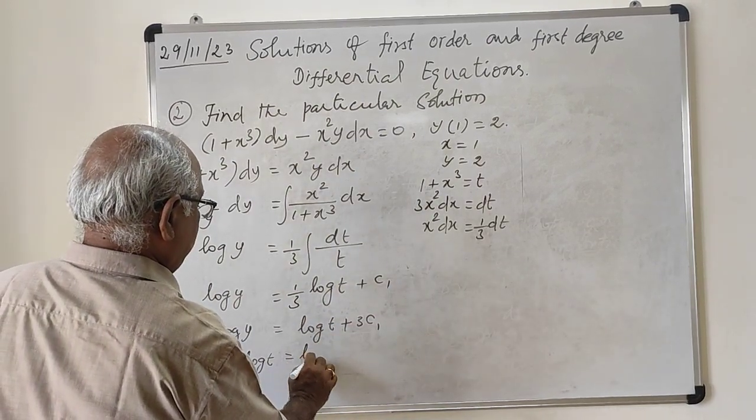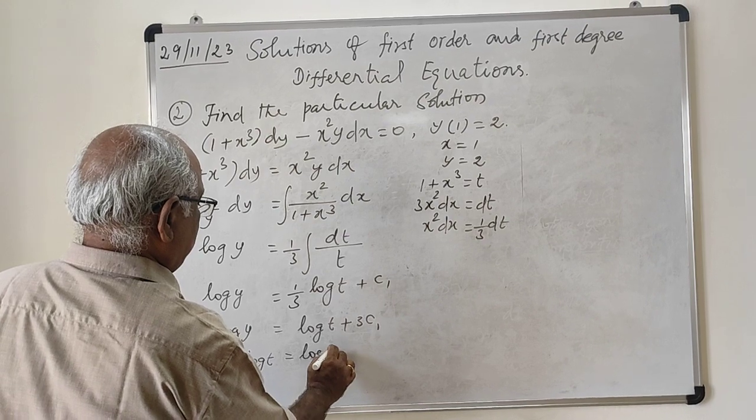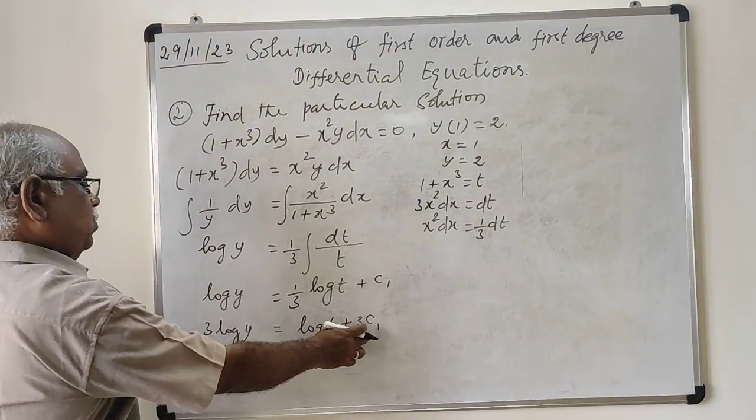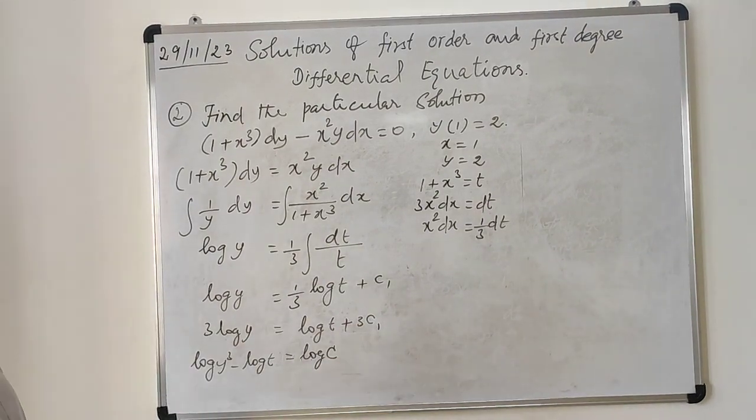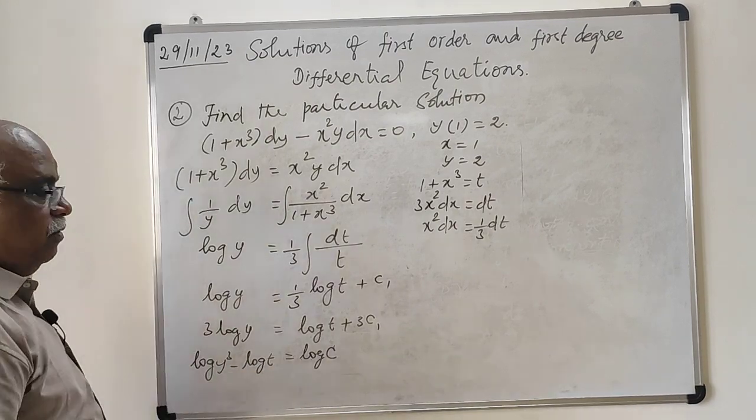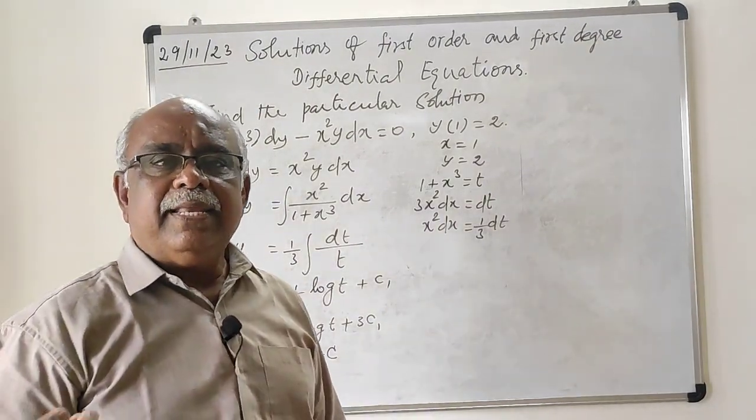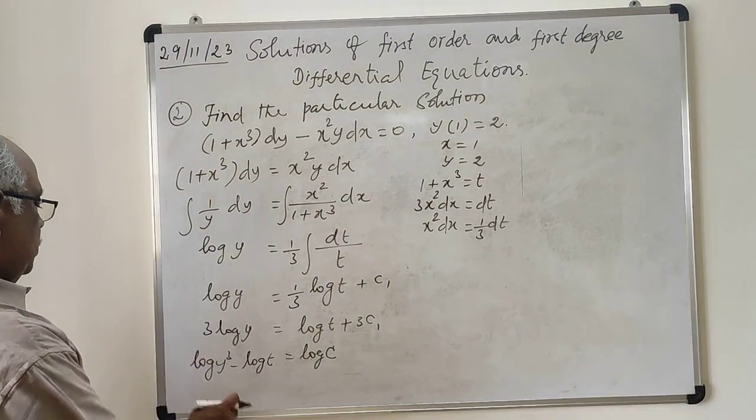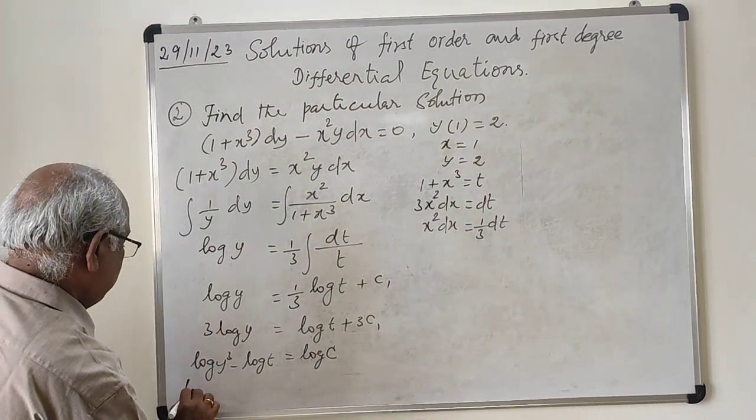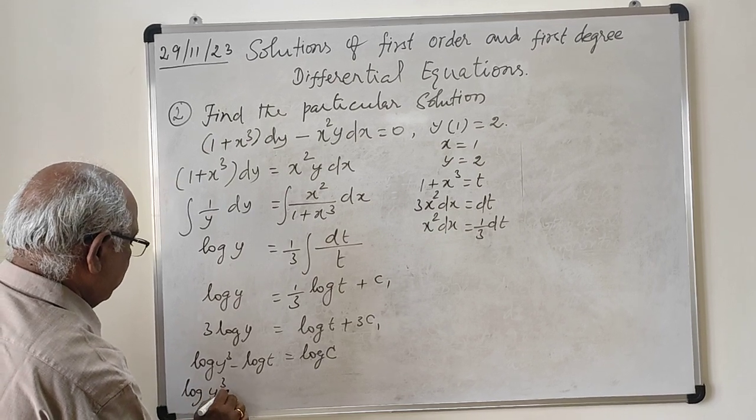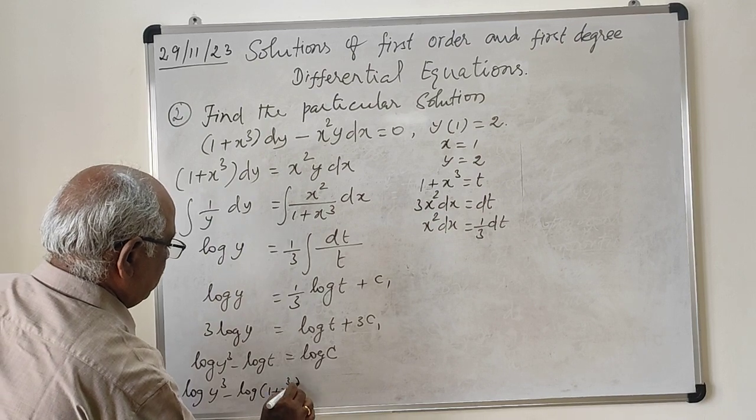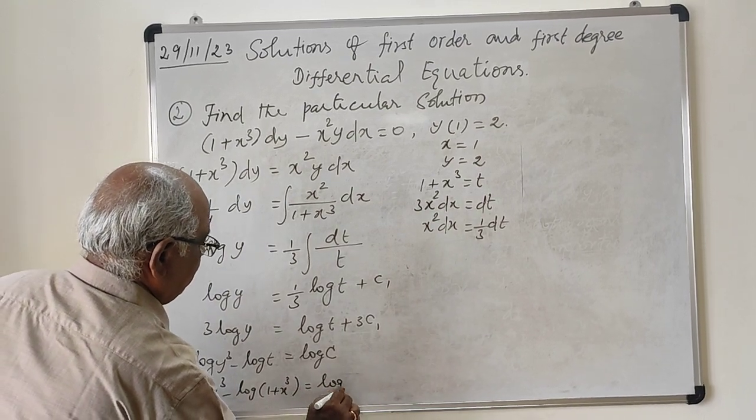I can write it as log c, log capital C, a constant. 3C1 is again a constant, log c. You consider it as a logarithm because the left hand side also has terms in logarithm. Therefore the constant can also be considered as a logarithmic term. So you replace t by 1 plus x cube. That is log of y cube minus log of 1 plus x cube equal to log c.